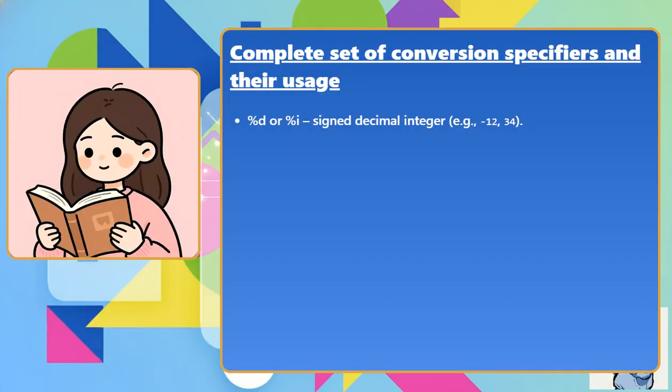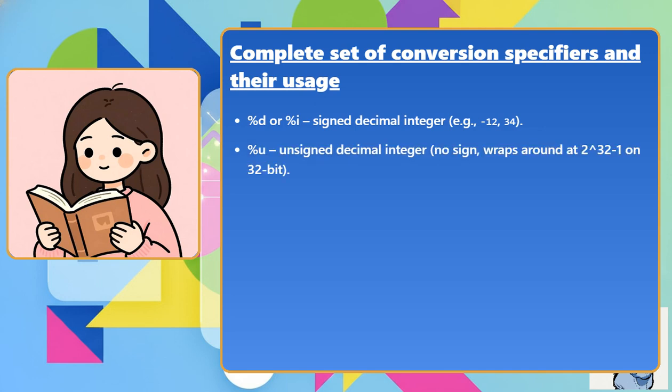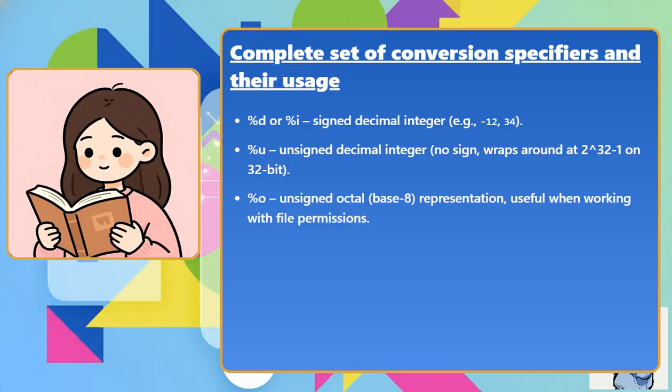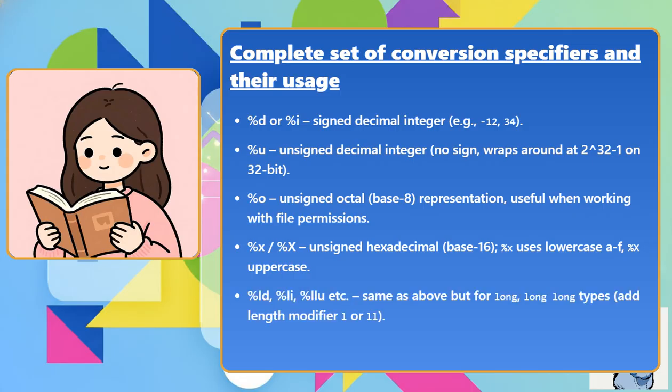%d or %i: signed decimal integer, for example -12 and 34. %u: unsigned decimal integer, no sign, wraps around at 2 to the 32 minus 1 on 32-bit. %o: unsigned octal, base 8 representation, useful when working with file permissions. %x/%X: unsigned hexadecimal, base 16. %x uses lowercase a to f, %X uppercase. %ld, %li, %llu, etc.: same as above but for long and long long types. Add length modifier l or ll.